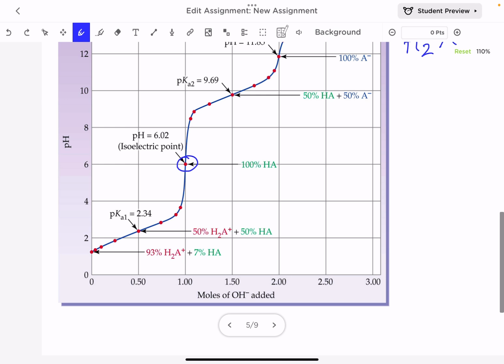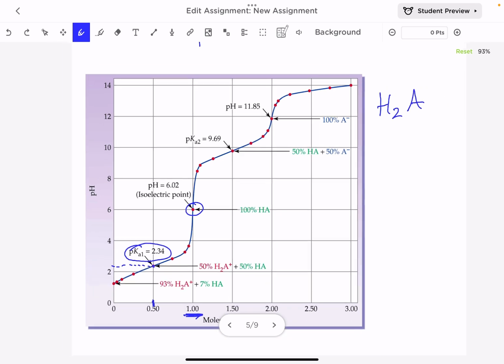So the pH at this equivalence point is determined when we have 1 mole of OH minus added. In order to determine the half equivalence point and find the pKa, we take half of this amount. So half of 1 is over here, or you can look, half of this quantity is over here. And at this point of the curve, this is the first pKa.